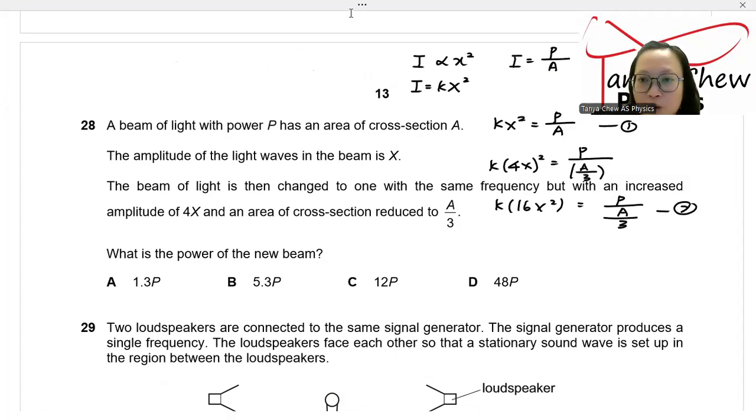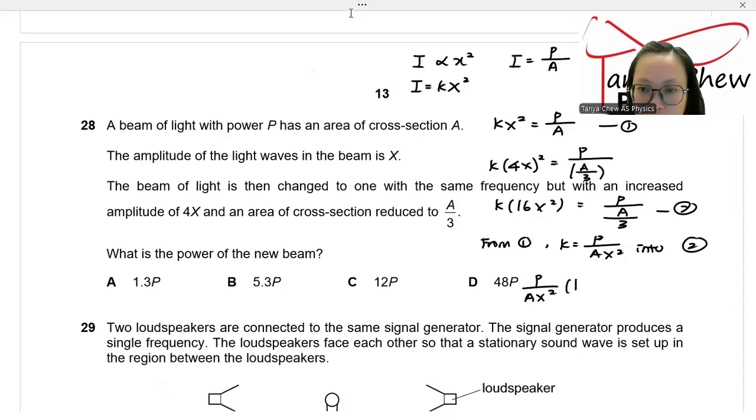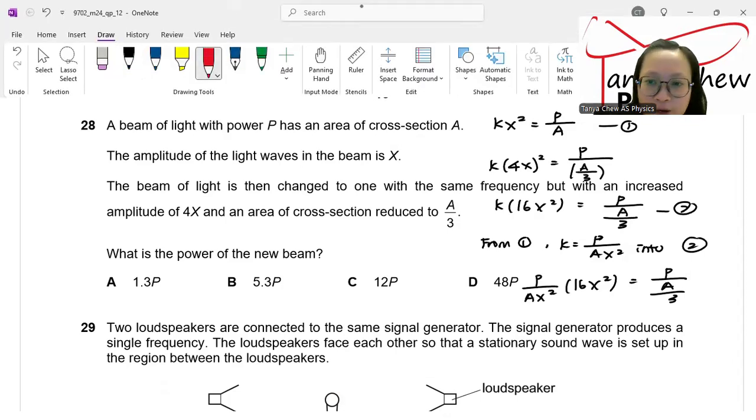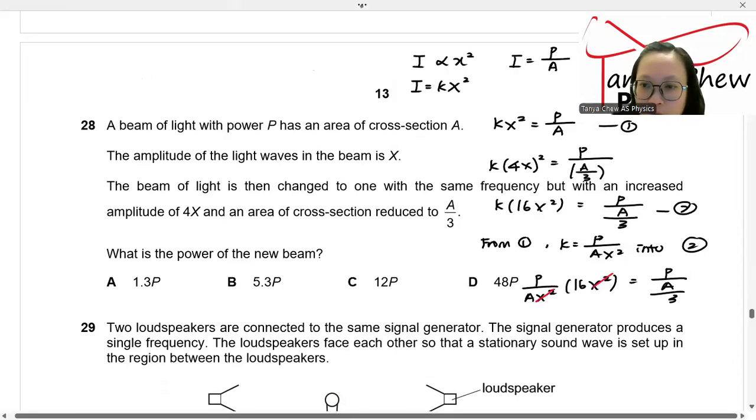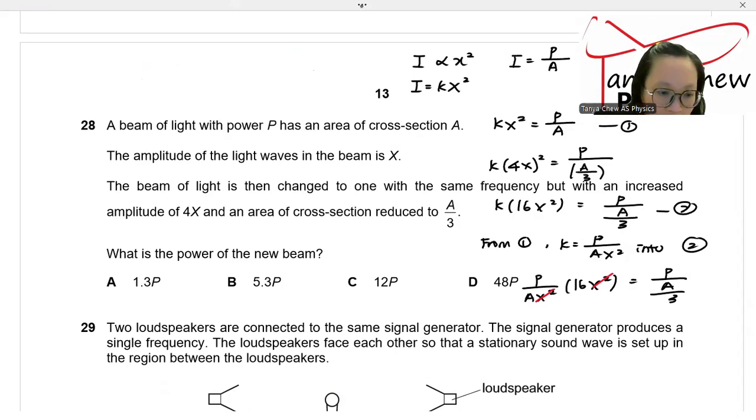Second equation. So I use P over A as kx squared, right? I sub in K. From 1, K is equal to P over A x squared into equation 2. So K, P over A x squared, 16x squared is equal to P over A over 3. Now simplify x squared. So now 3 I times up. P and P, you just cancel it off.